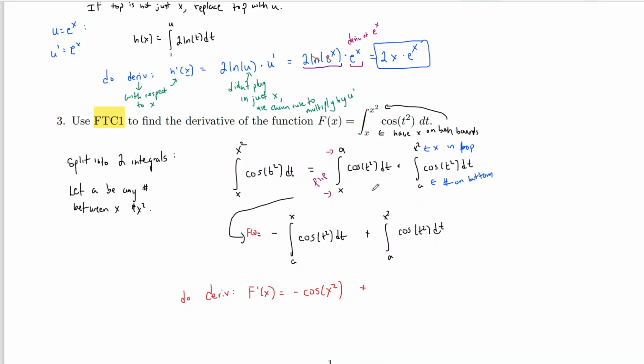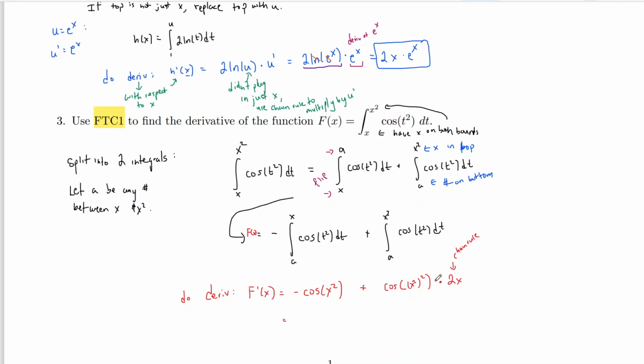Plus, now the second one is not just x, but we do what we did in the previous problem. We still plug it in. So we're going to plug in x squared for t, the entire thing. We have x squared, and then it's squared because we have t squared. But because of the chain rule, we have to multiply by the derivative of x squared, which is 2x. Right. And you're pretty much done here.